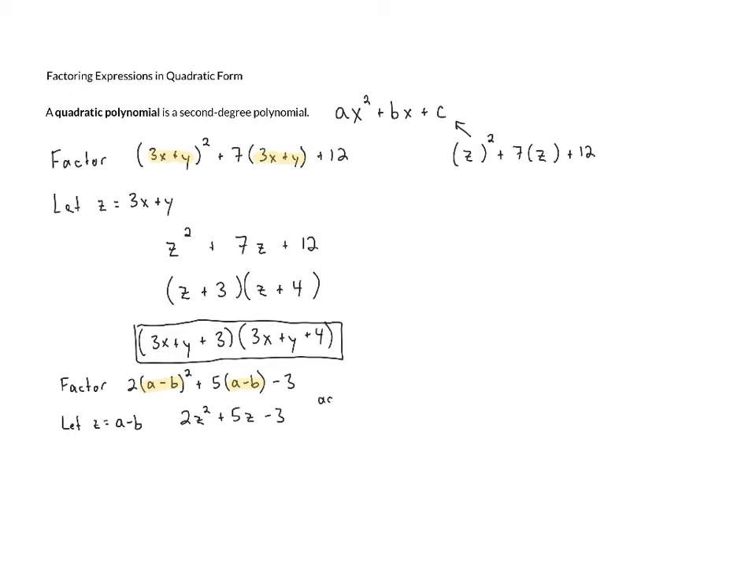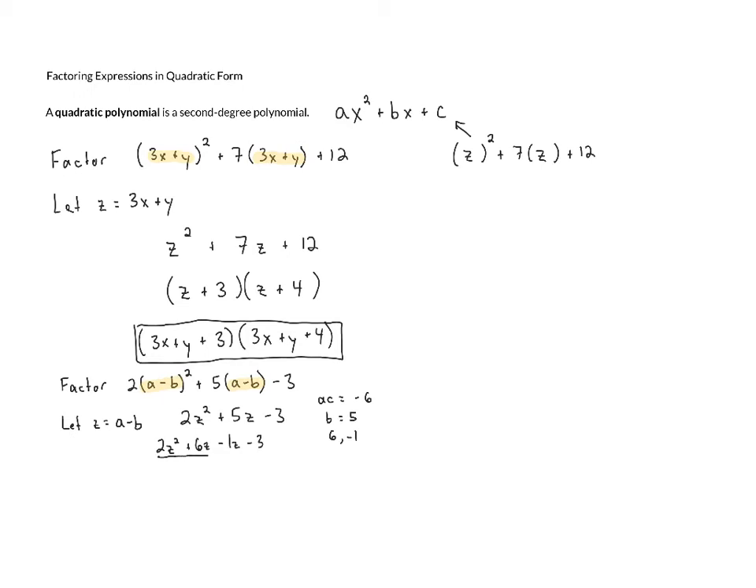In this case, a times c, 2 times negative 3, is negative 6, and b is 5. So we're looking for two numbers that have a product of negative 6 and a sum of 5. Those numbers are 6 and negative 1. We're going to use those to split that middle term. So we're going to rewrite this as 2z squared plus 6z minus 1z minus 3. And now that we've done this, we have 4 terms, so we can finish by grouping.